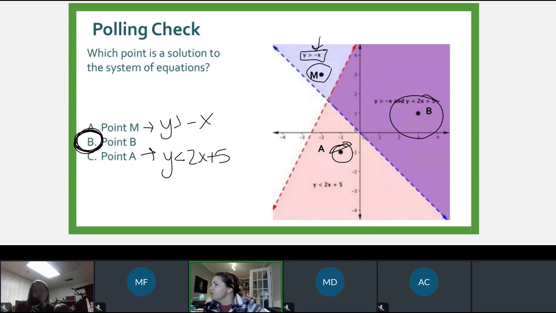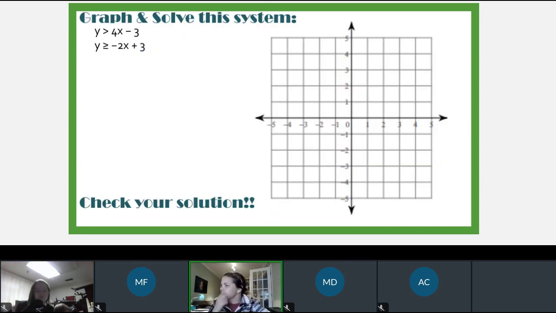Ben, I actually don't even know what those are. Sorry about that. So let's do some together. I want you to graph these with me on your own paper. These two systems already are solved for y, so that is great news for us.